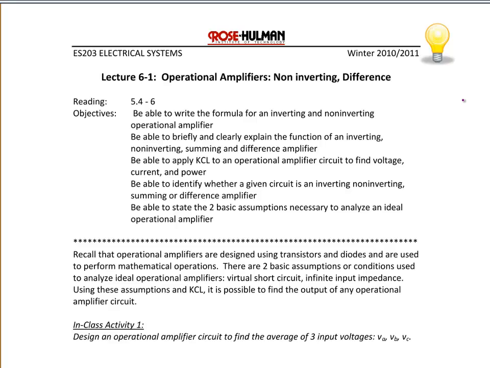Remember to always assume that we will be using an ideal operational amplifier. Therefore, there will be two basic assumptions, including short circuit and infinite input impedance. And you will use KCL if you ever encounter an unfamiliar operational amplifier.